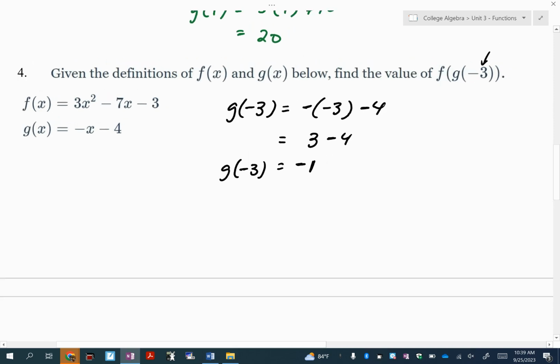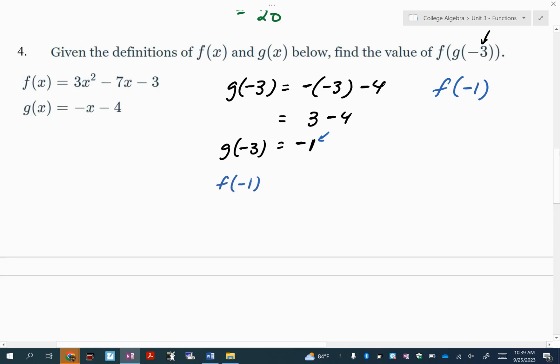So g of -3 is -1. So I erase this, and my brain says, okay, it's f of g of -3. Well, g of -3 is -1. So it's f of -1. If I do that, then I will get my answer. So 3 times -1 squared minus 7 times -1 minus 3. All right, so here we go. -1 squared, we do that first. -1 squared is 1. 1 times 3 is 3. A -7 times a -1 is a +7. Bring down the -3. So 3 plus 7 is 10. 10 minus 3 is 7.